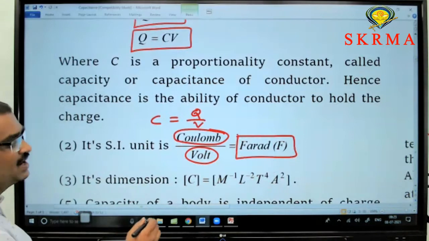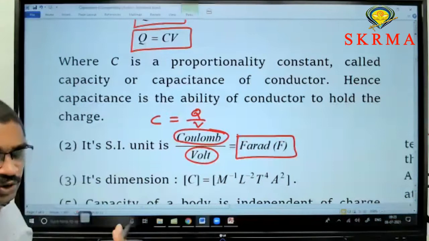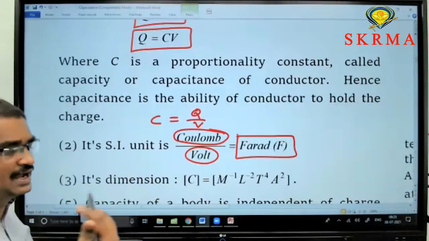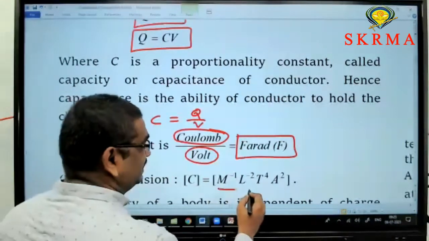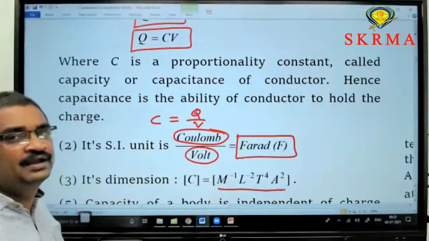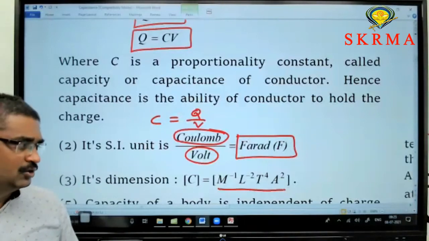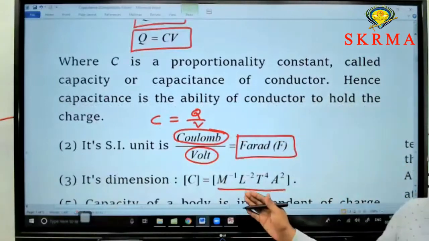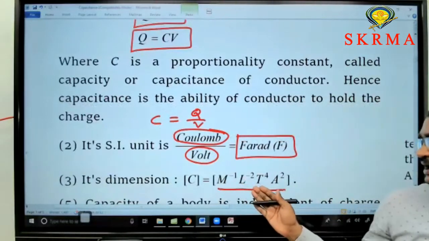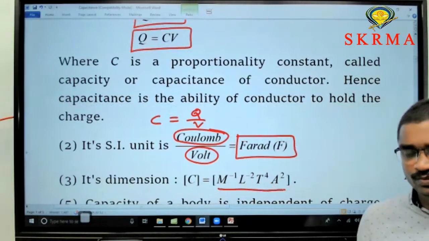Next, dimensional formula. Substitute the dimensions of coulombs and the dimensions of volt, then you will get the dimensional formula of capacitance as M power minus 1, L power minus 2, T power 4 and A power plus 2.